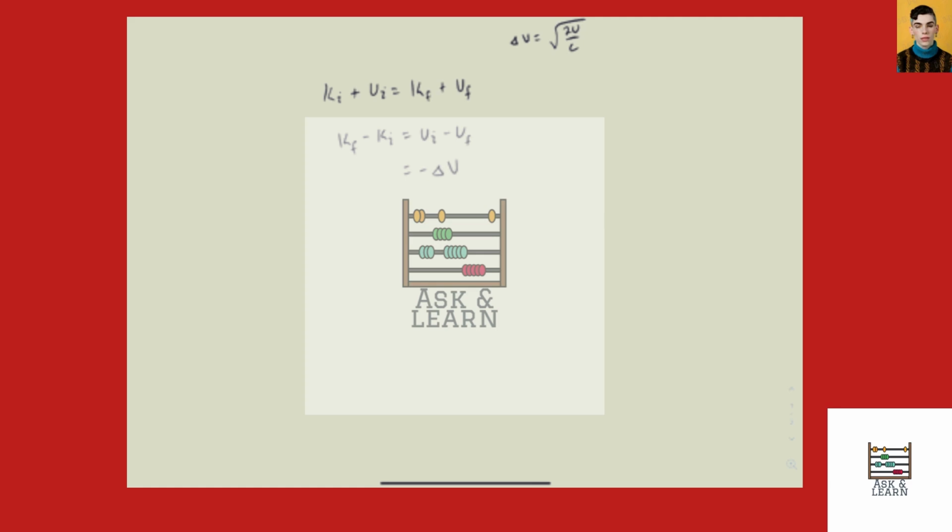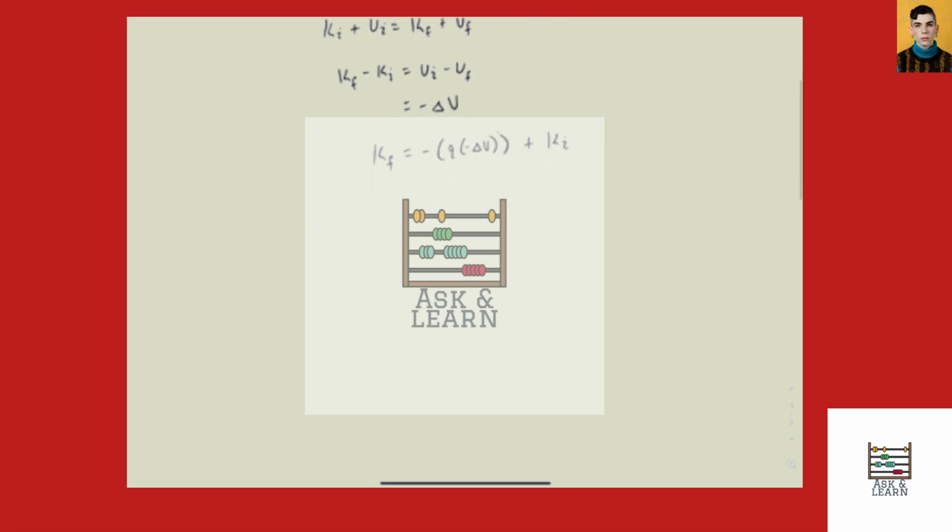And this change in potential energy is Q times delta V. And we're going from the positive to the negative plate, so this is going to be negative delta V. And then we'll add in Ki again, because we're solving for Kf. So this is Q delta V plus the initial kinetic energy, which is Q times square root of 2U over C.